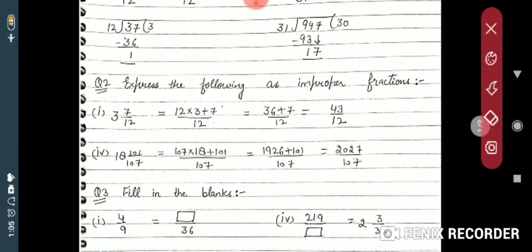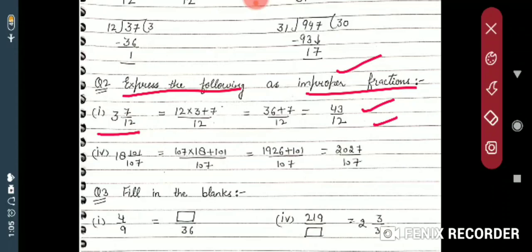Now express the following as improper fractions. As I have explained before, you converted improper fractions into mixed fractions. Now you will convert mixed fractions into improper fractions. And what are improper fractions? Those whose numerator is greater than the denominator. So how can you convert? Just see 3 whole 7 upon 12. First multiply these two numbers, 12 multiply 3. What will you get? 36. Then you add 7 to this numerator part. 36 plus 7 you will get 43. And the denominator will remain the same, 43 upon 12.